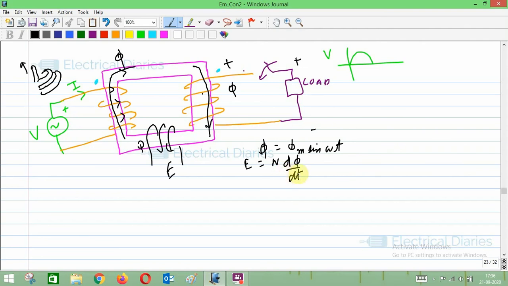When you do this, it will come out to be n phi m omega cos omega t. It is minus, so you can use your minus sign here also, and it will go to plus sign. I hope you know this: E is equal to minus n d phi by dt is the Faraday law, and with the minus sign we adjust for Lenz's law. So the term is n phi m omega cos omega t. Now E max will be when cos is what, 0? Yes, E max will be at cos 0, so your expression will come out to be n phi m omega.